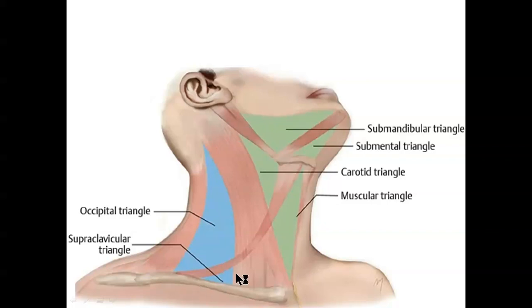Then the posterior triangle, we have posterior triangles. The superior one, the bigger upper one, is your occipital triangle. Why is it called the occipital triangle? Because it has the occipital artery going through it. Then the supraclavicular triangle, or subclavian triangle. Why subclavian or supraclavicular? Because we have the subclavian artery and vessels present in this area. Other than that, we have the roots and trunks of your brachial plexus present in this area.